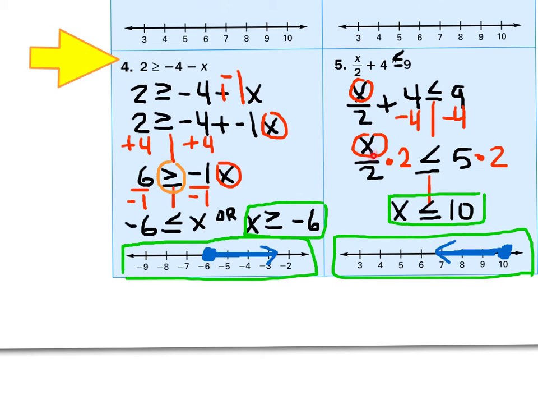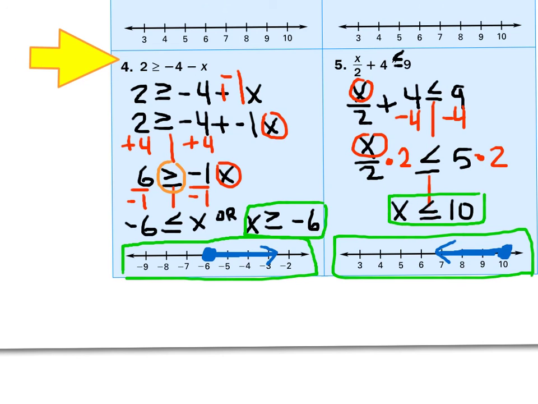So I use my red, I circle the variable, I bring down the wall, I see what's touching the circle, dividing by 2. So I have to multiply both sides by 2. Well, since I'm multiplying by a positive this time, I'm not going to change anything. I'm just going to drop the symbol straight down. And then 2 divided by 2 creates that giant invisible 1 in front of my x.